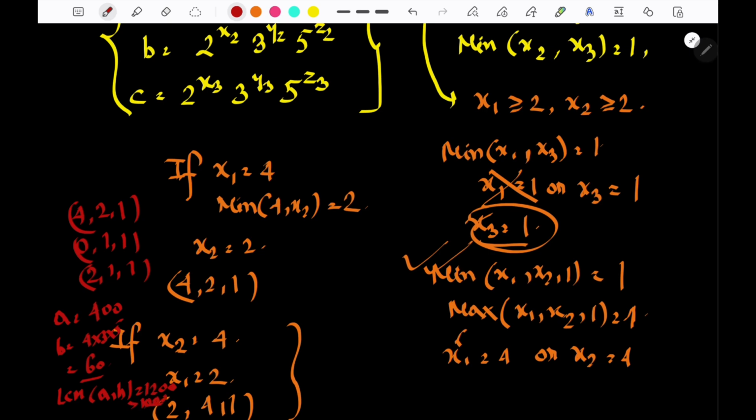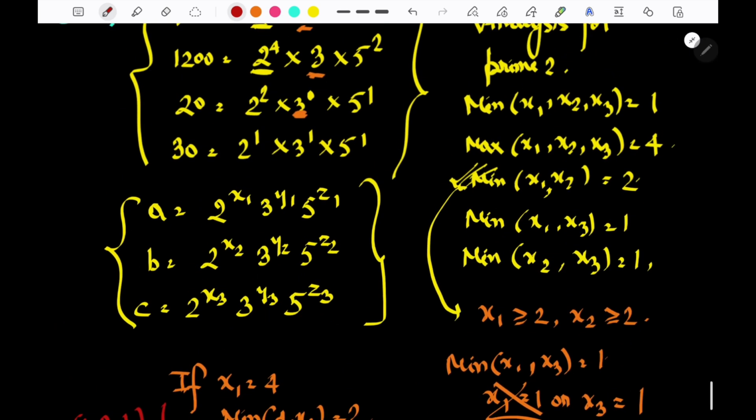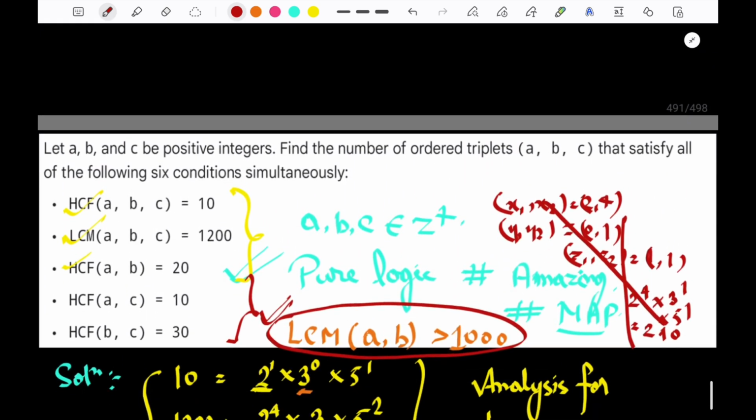So what I am saying is, all the 6 cases are valid, but it depends upon the specific combination. So therefore this is true. So the number of ordered triplets is 6.